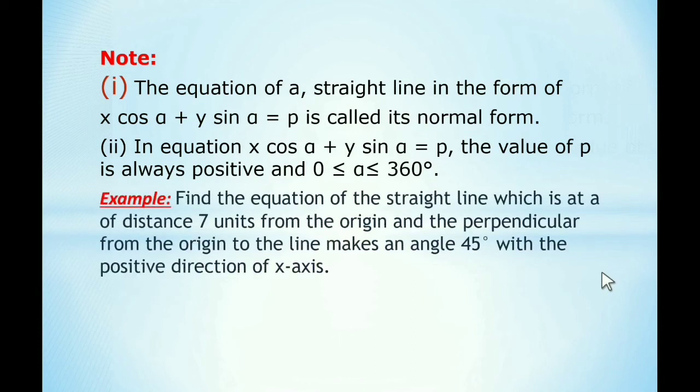Example: find the equation of the straight line which is at a distance of 7 units from the origin and the perpendicular from the origin to the line makes an angle of 45 degrees with the positive direction of the x-axis. This example is so simple. Look at this, the distance is denoted by p and the angle is denoted by alpha. Just p equal to 7 and alpha equal to 45. Put these in this equation and you will get the desired result.